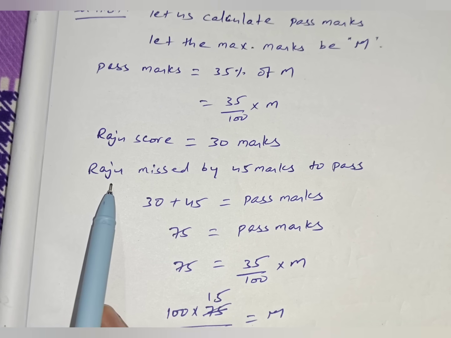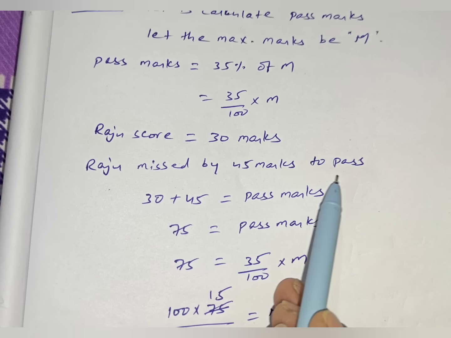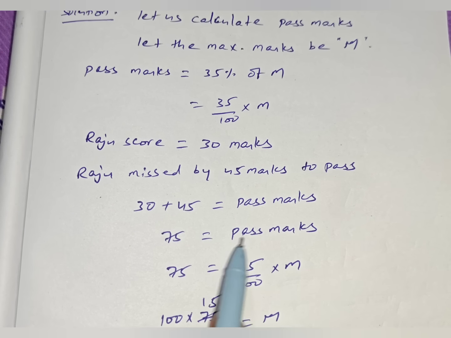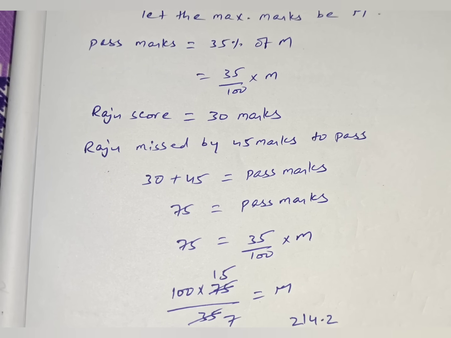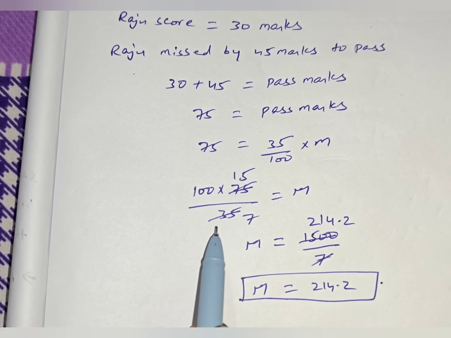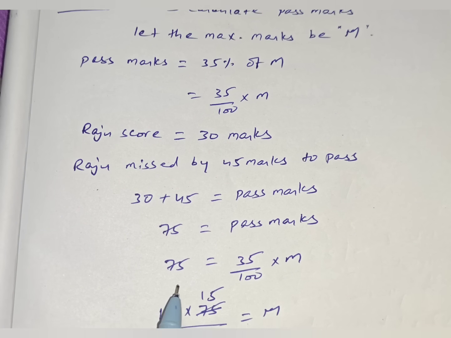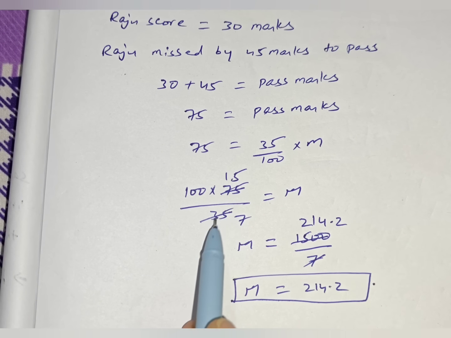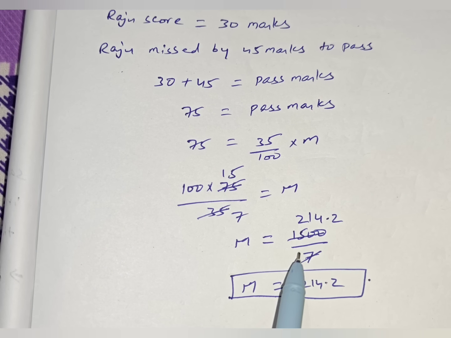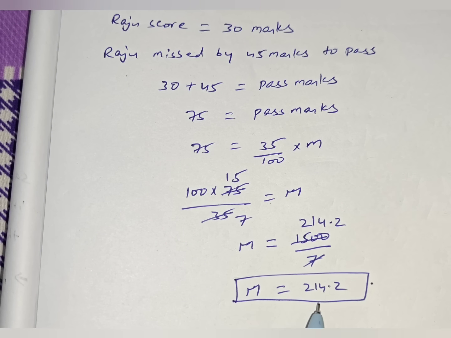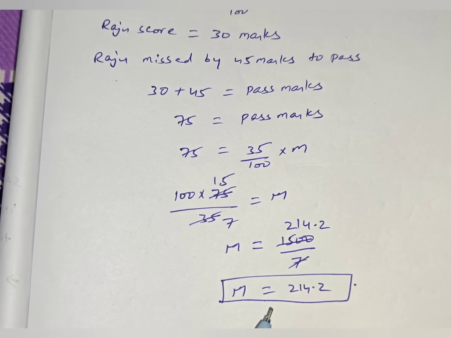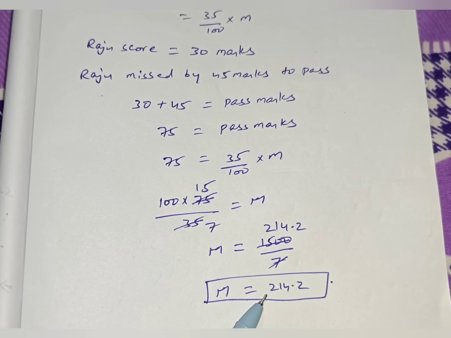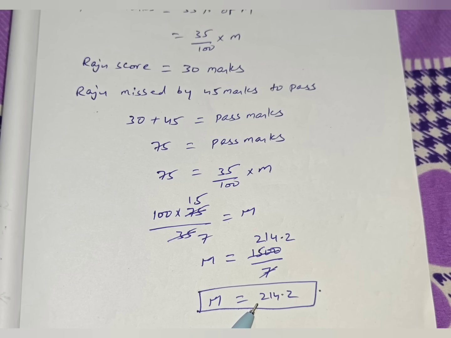Raju missed by 45 marks to pass. So the total pass marks is equal to the score of Raju plus 45, that is 30 plus 45, that is 75 marks. Now here the total marks in the exam is equal to m, and the pass marks is 35 by 100 into m. So 35 by 100 into m is equal to 75. By rearranging the values we get m is equal to 214.2 marks. Here we have taken it as an arbitrary value. This way you can calculate any kind of percentage problems related to exams.